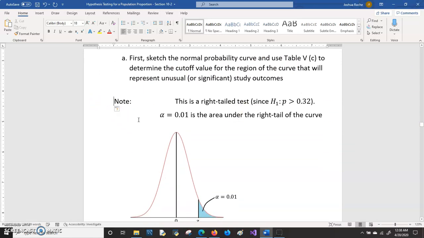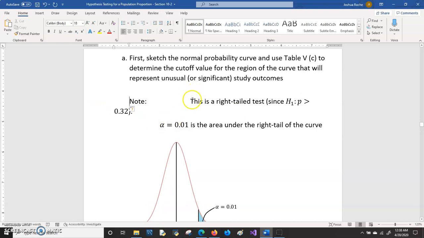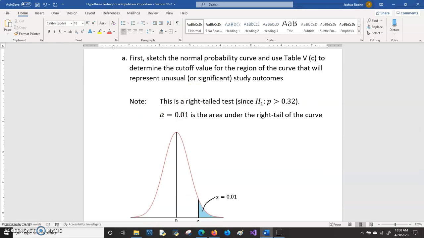We'll want to note that this is a right-tail test because the alternative hypothesis is involving a greater than. We'll also want to note that alpha is 0.01. That's the level of significance. And that's also the area under the right tail of the curve.